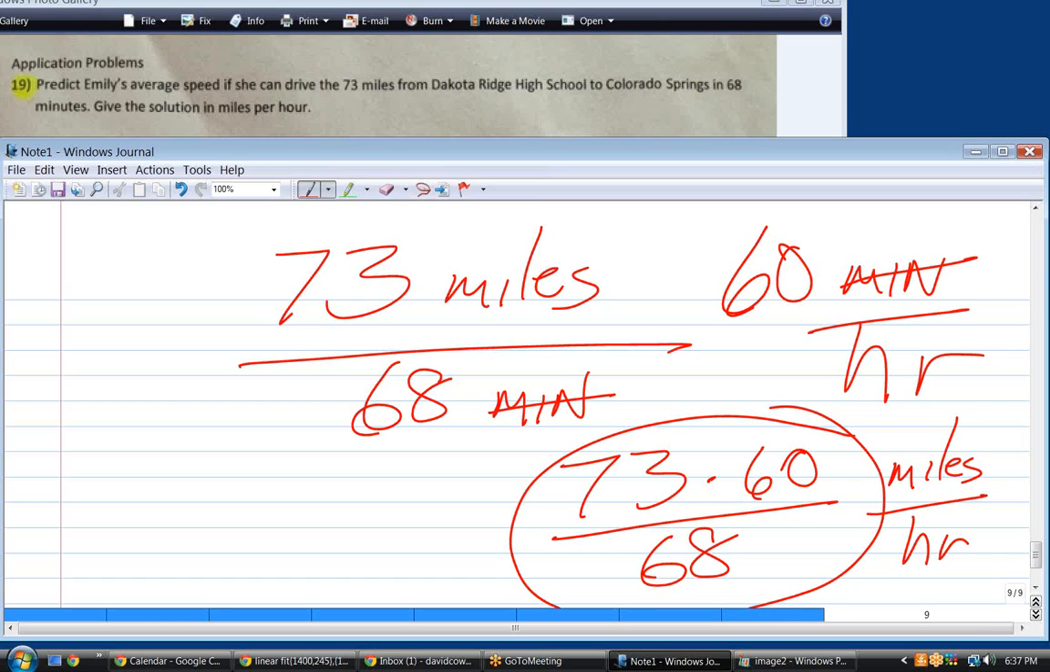The top number is going to be 4,380, and then divided by 68 equals 64.41 miles per hour. That was her average speed.